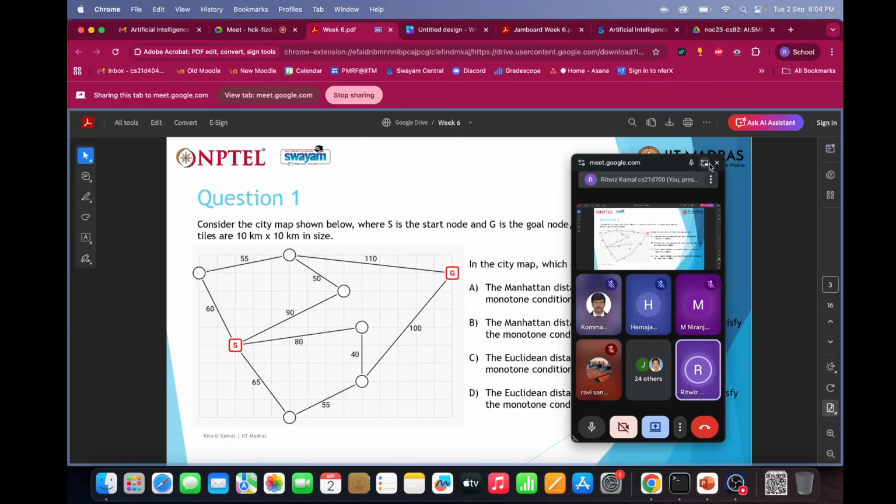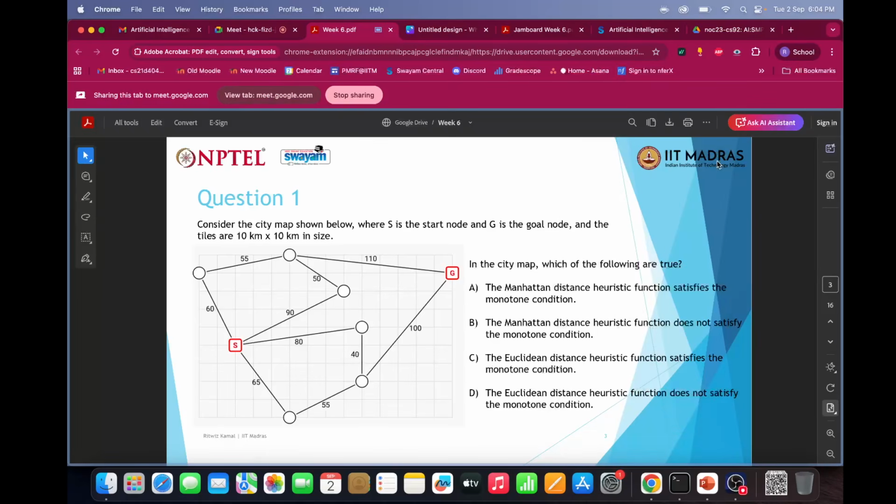So this is the first question in front of you. The question tells us that we are given a map. S is the start node and G is the goal node, like in the previous cases that we have observed, and the actual costs are given along the edges, and the grid in the background is again a 10 cross 10 grid, as we have seen in the previous live sessions. What we have to decide is which of the two heuristic functions, Manhattan distance or Euclidean distance, satisfy the monotone condition or not. That is the question.